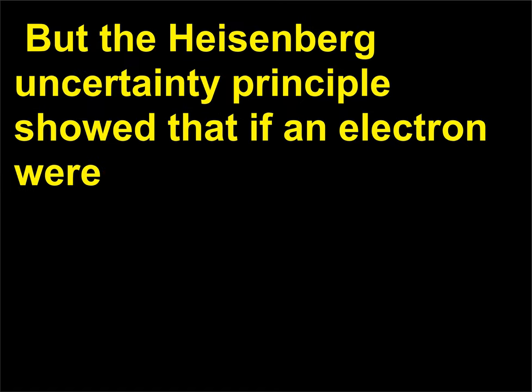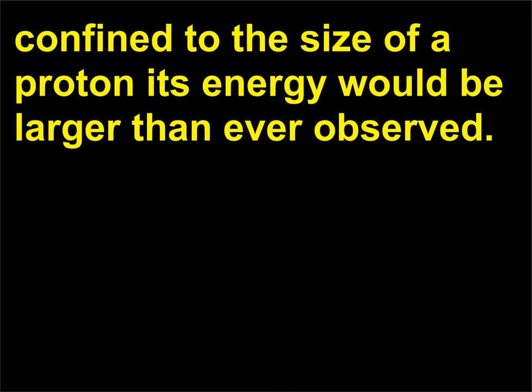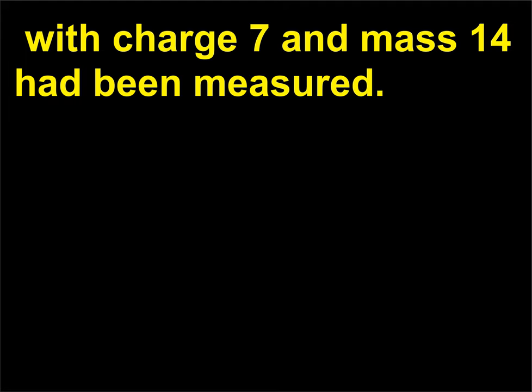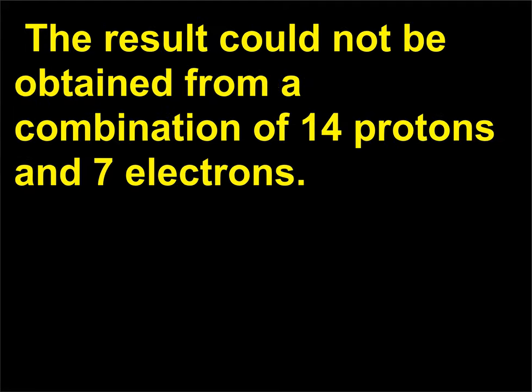But the Heisenberg uncertainty principle showed that if an electron were confined to the size of a proton, its energy would be larger than ever observed. In addition, by the late 1920s, the angular momentum of the nitrogen nucleus with charge 7 and mass 14 had been measured. The result could not be obtained from a combination of 14 protons and 7 electrons.